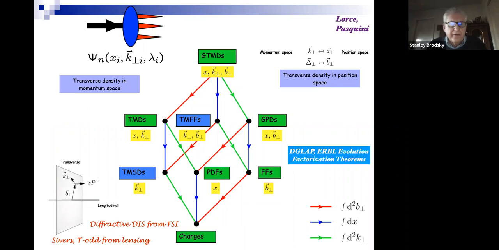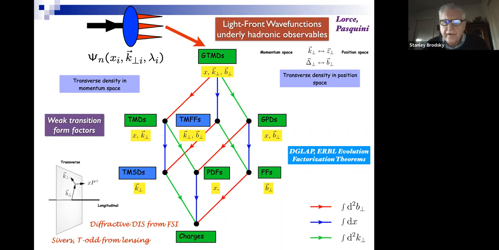I like this slide by Lorcé and Pasquini. They showed that if you start with the light front wave function, you can compute virtually every one of these different transverse momentum distributions, form factors, structure functions, PDFs, and so on. They all come because the inherent quark gluon structure of the hadron is in the light front wave function. You can also prove the DGLAP and ERBL evolution equations, and factorization theorems. So light front wave functions underlie hadronic observables, particularly dynamical ones, and the transition form factors.